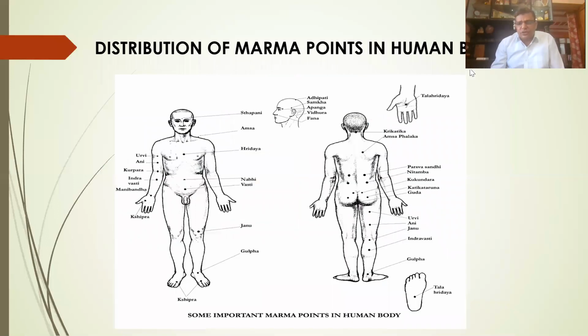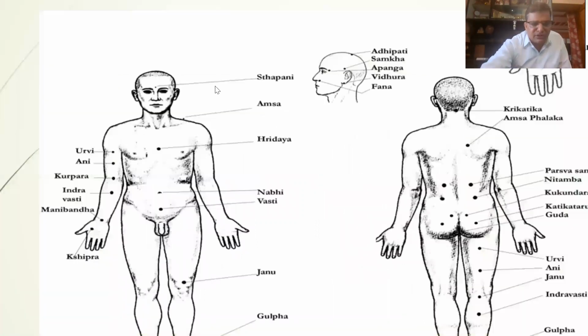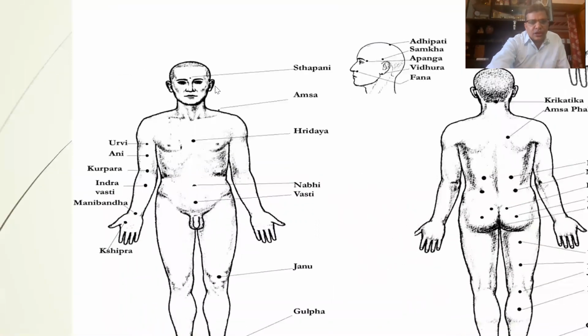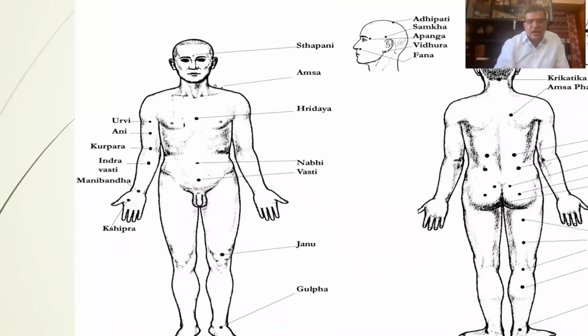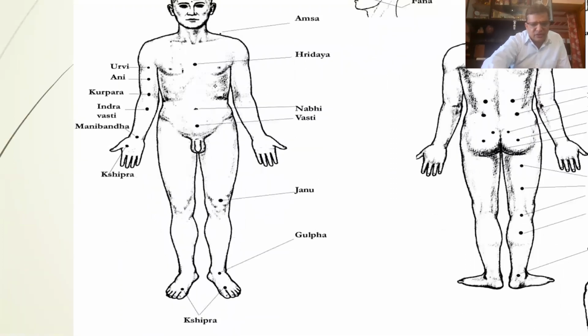Now let us come to the distribution of Marma points. I am showing you the upper extremities Marma points, first of all. In this diagram, you can see the Sthapni Marma, then the Ansa Marma, then the Hridaya, the Urvi, the Ani, the Kurpar, Indravasti, Manibandh, Kshipra. And here this is Nabhi, Basti, and here 2 Marma points of Vitap, as well as Janu Marma, and this is the Gulfa and Kshipra.